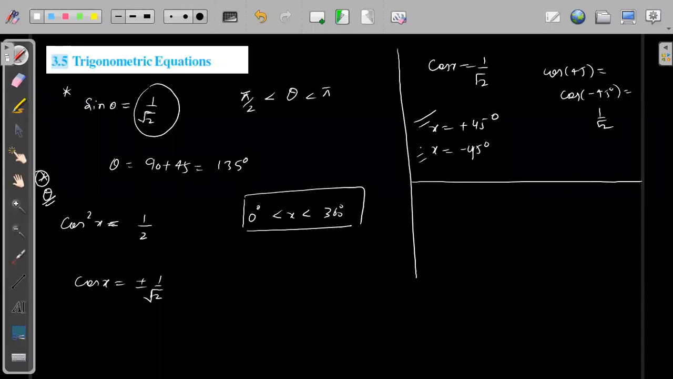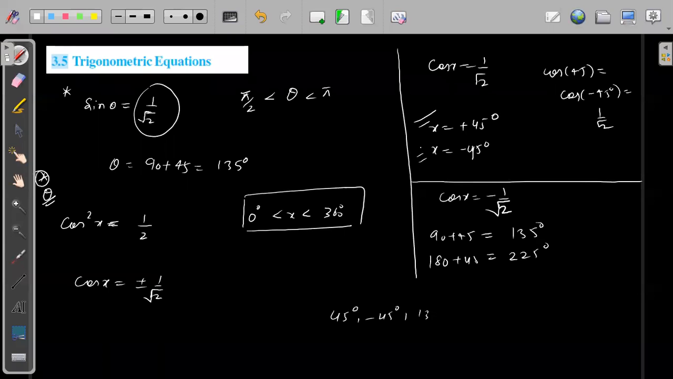Now let's say cos of x is equal to minus 1 by root 2. When will this become minus 1 by root 2? So this is in the second quadrant or in the third quadrant. So 90 plus 45 is equal to 135. Cos of 135 degrees is minus 1 by root 2. And the other one is 180 plus 45, so that means 225. Cos of 225 is also minus 1 by root 2. So we have got four values: 45 degrees, minus 45 degrees, 135 degrees, and 225 degrees.